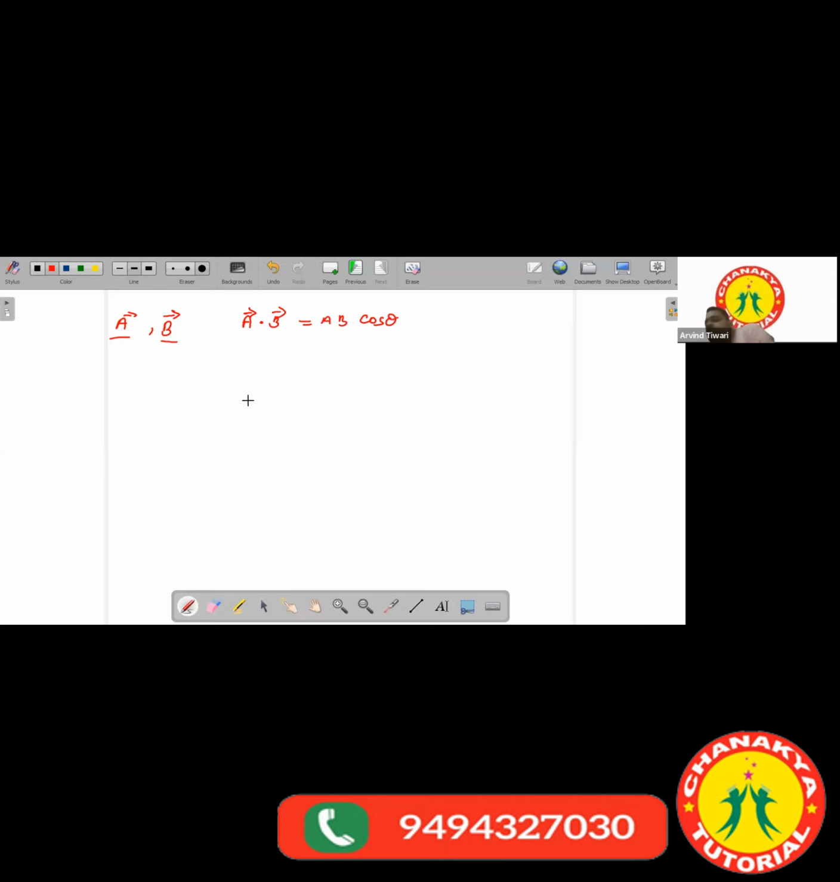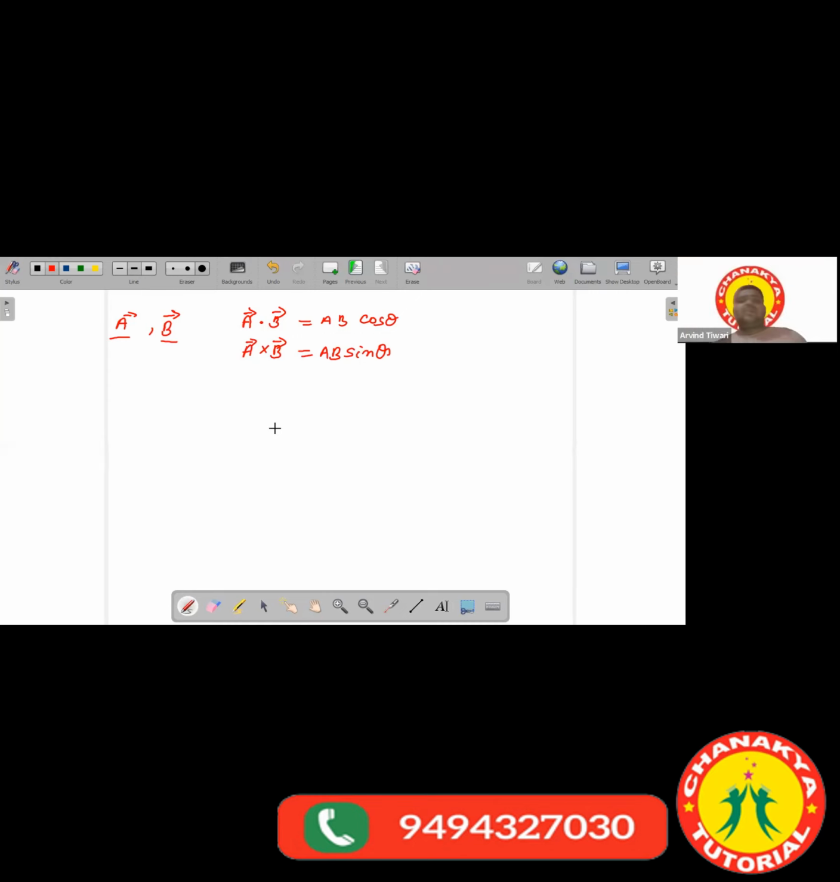If you have the cross product of A and B, the cross product will be given by the formula A vector cross B vector would be equal to AB sin theta. So this is how we obtain the cross product of the two vectors, AB sin theta. Got it? Yes, sir. Okay.